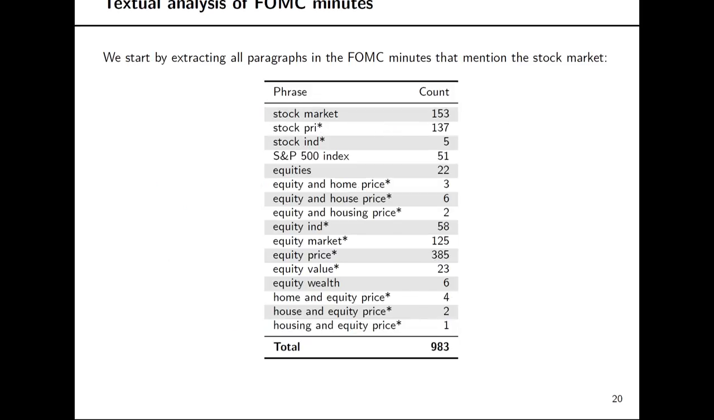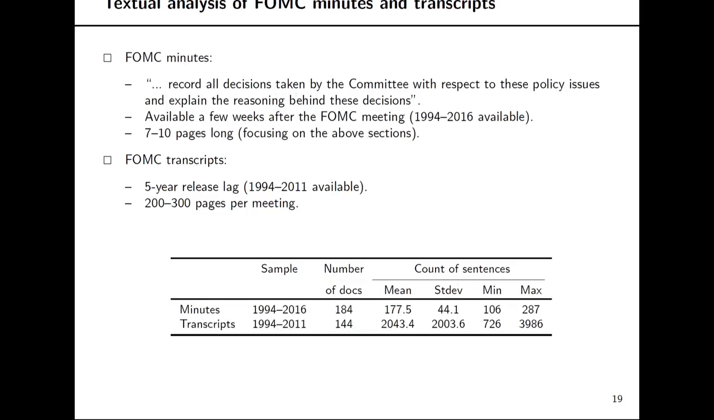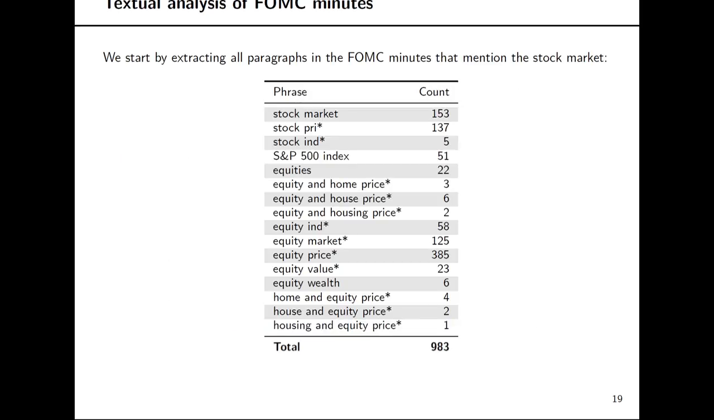So we have all the text in the minutes, and then we look for the word stock market. And it turns out that there's many different ways they say stock market, but just so you can get a sense of how many counts we have here. In the period since 1994, in the second line from the bottom, we have 8 minutes per year, so we have 184 minutes in total. They're 7 to 10 pages long, and we get about 1,000 mentions of the stock market.